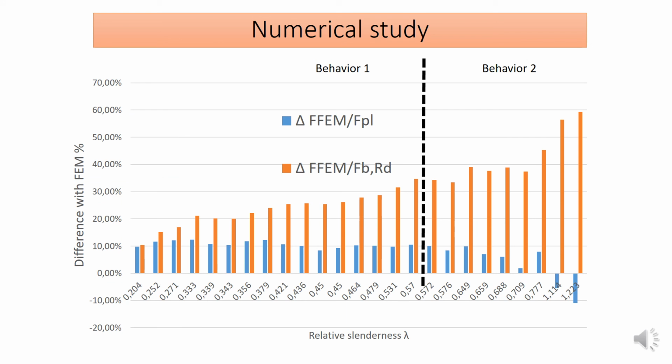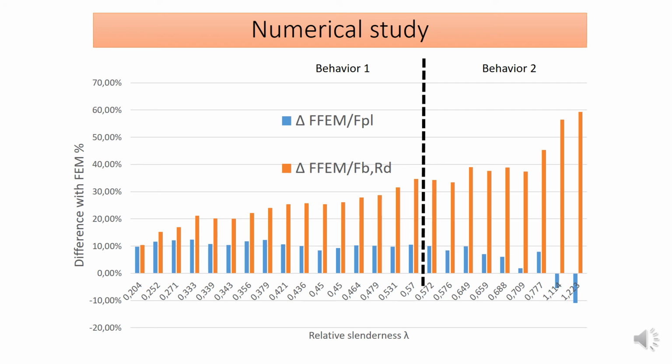So here is another comparison of all web posts as a function of the relative slenderness, and we compare in blue the values with the plastic strength and in orange with the lateral buckling strength. We can see that for almost all cases, the plastic values remain conservative and very accurate. However, at the end, for very high values of relative slenderness, it starts to be unsafe.